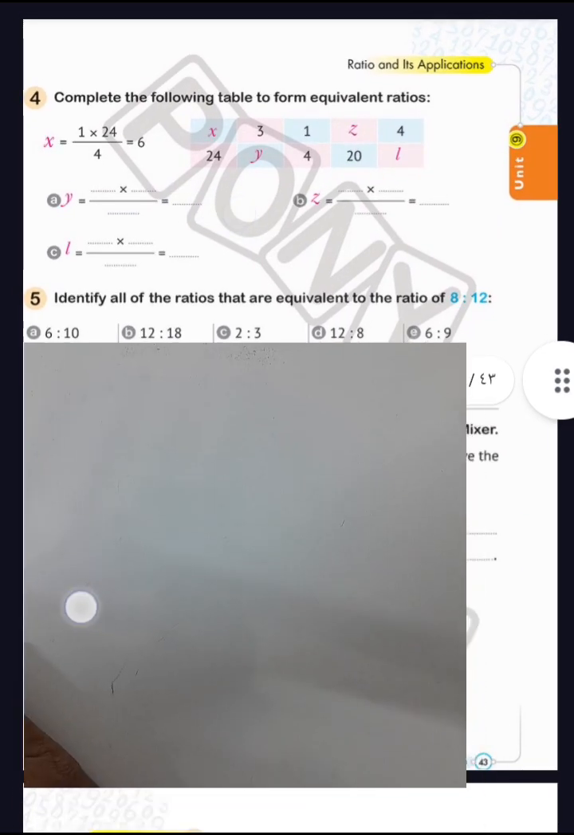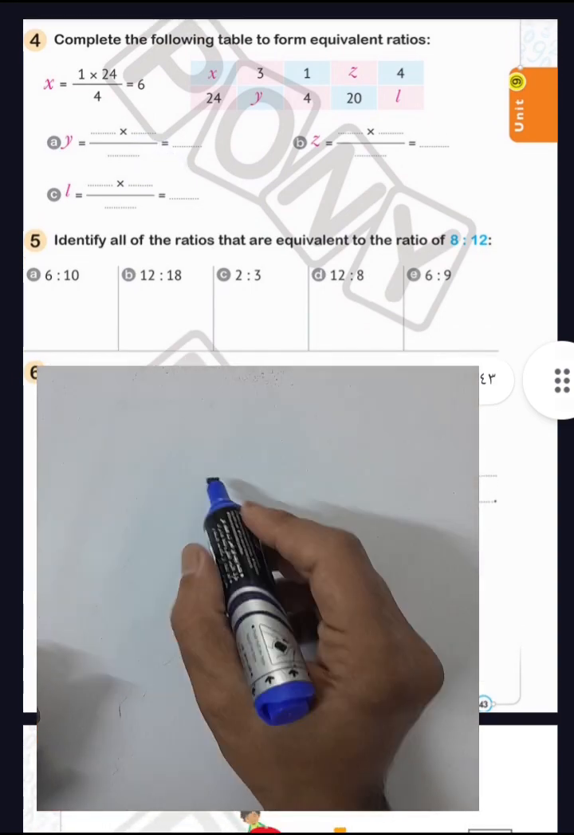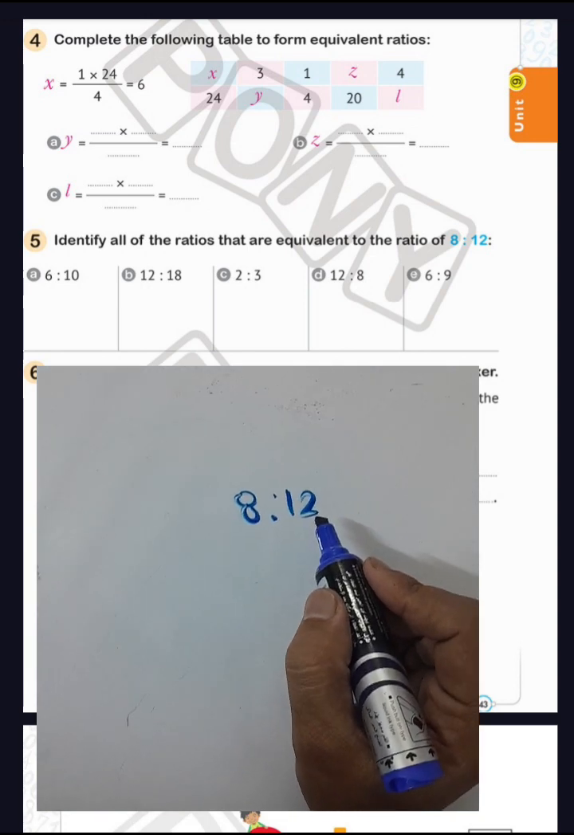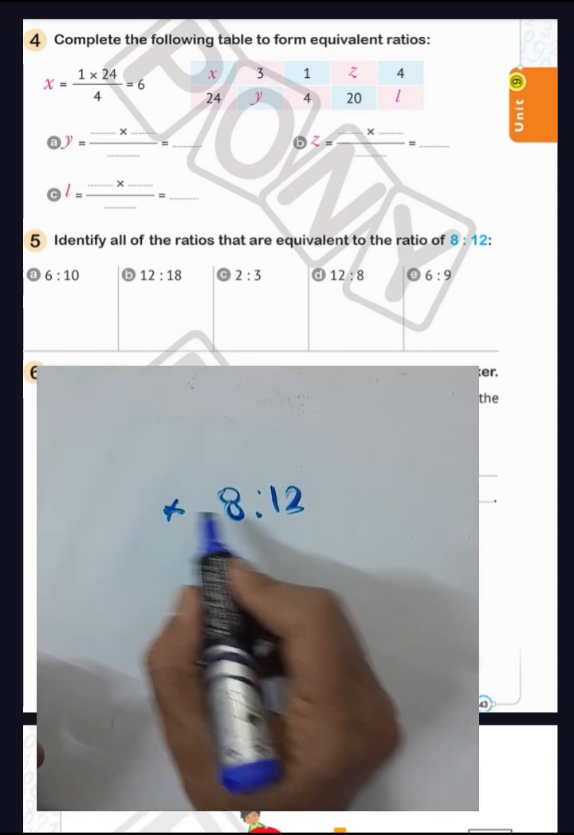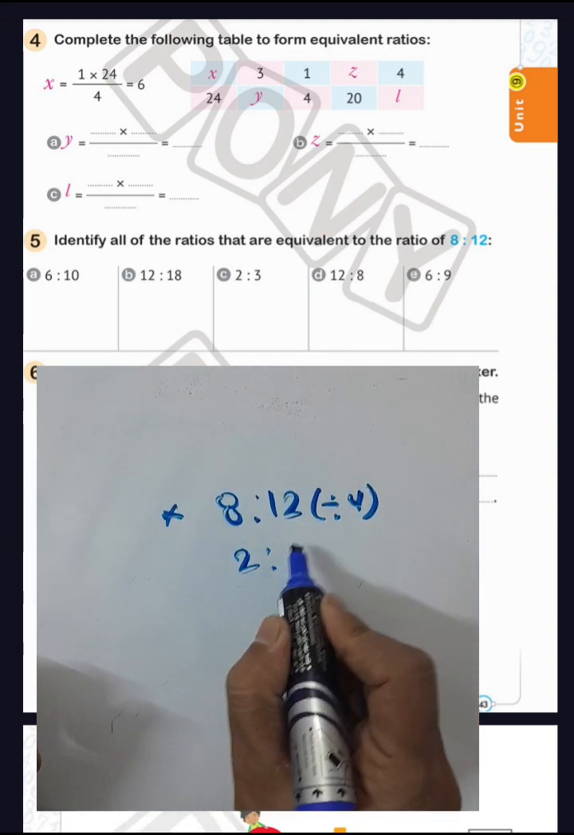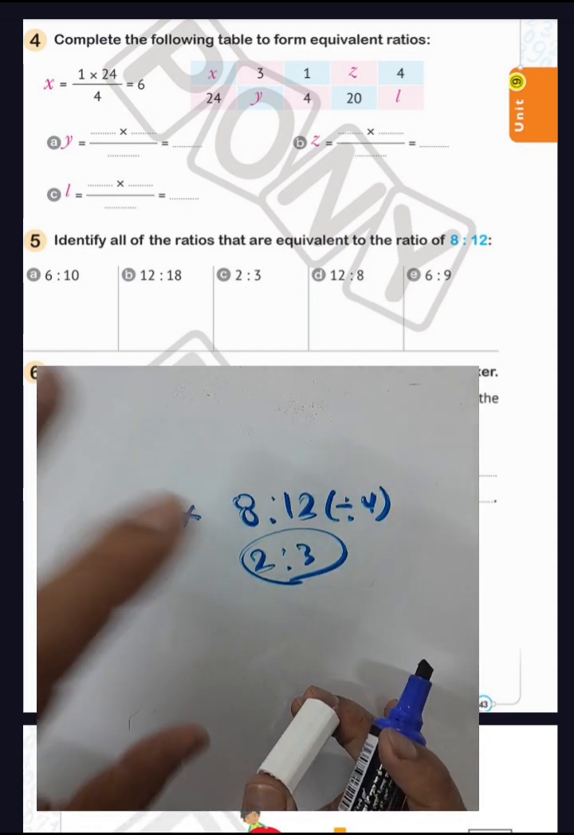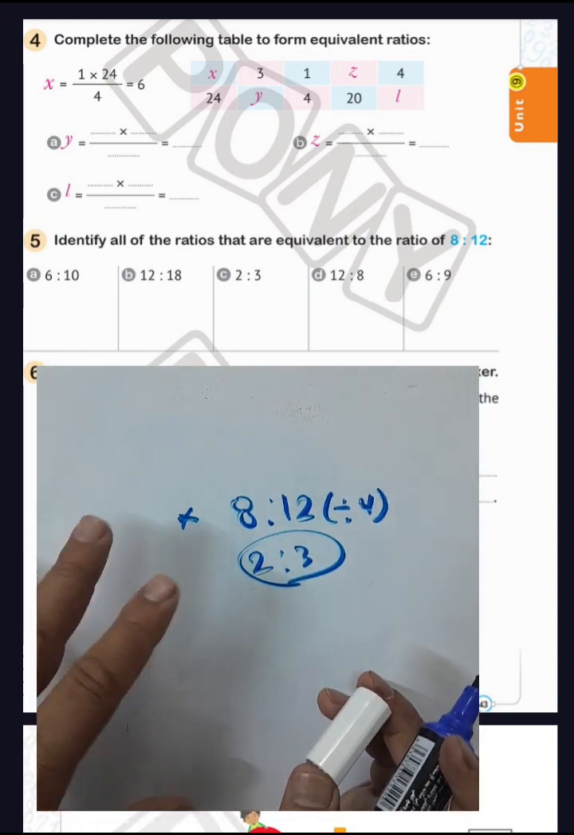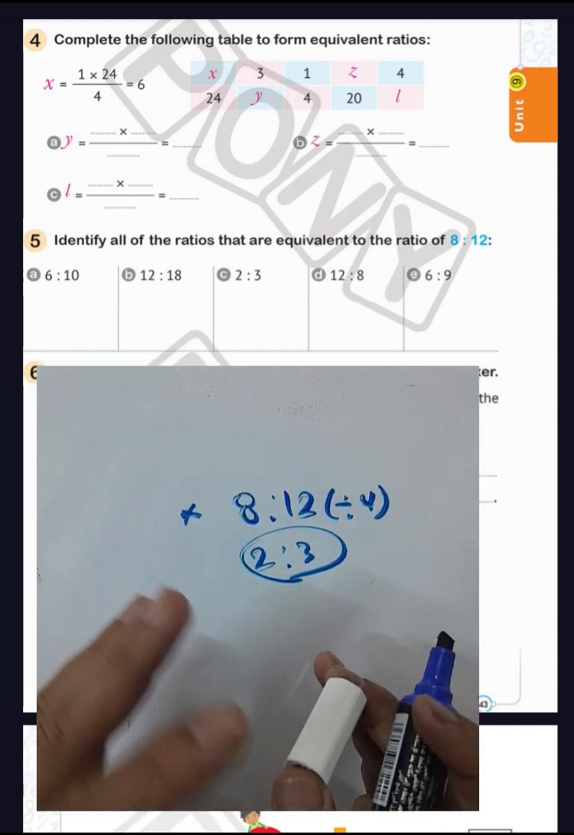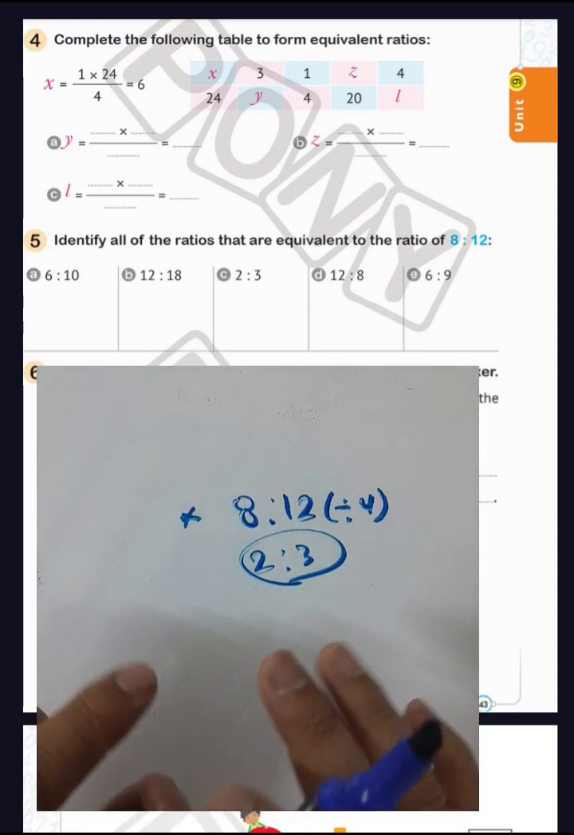Identify whether all of the ratios are equivalent to 8 over 12 or not. We know 8 over 12, the ratio between them, we can simplify this ratio by dividing by the highest common factor between them, 4. 8 divided by 4 equals 2 and 12 divided by 4 equals 3. The question asks to identify all the ratios that are equivalent to these numbers or not. So I will solve each one of them, and if I find 2 and 3 as the ratio between the two numbers, then I will write that it is equivalent.